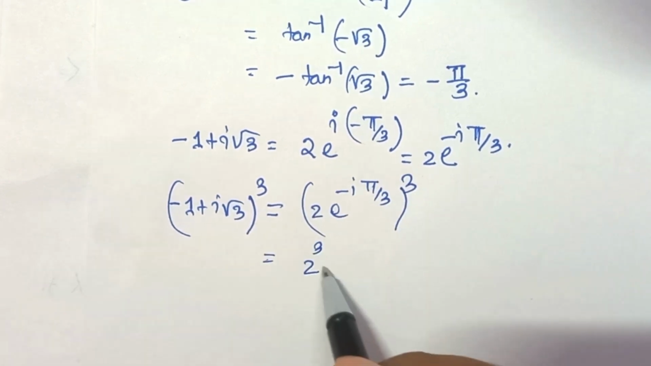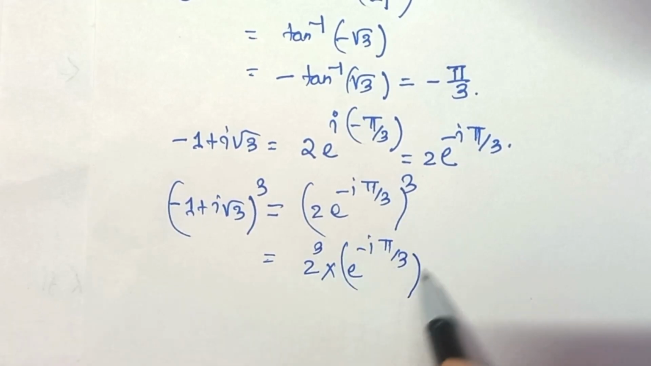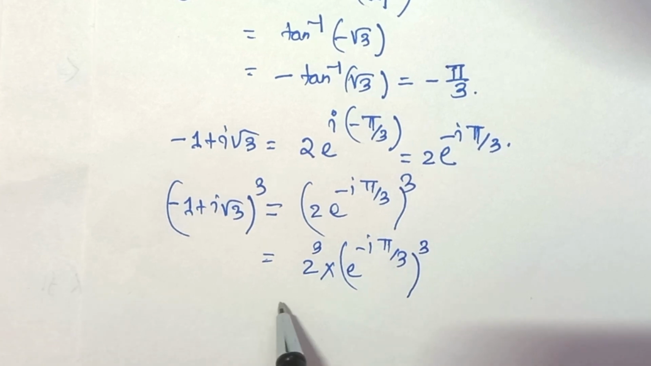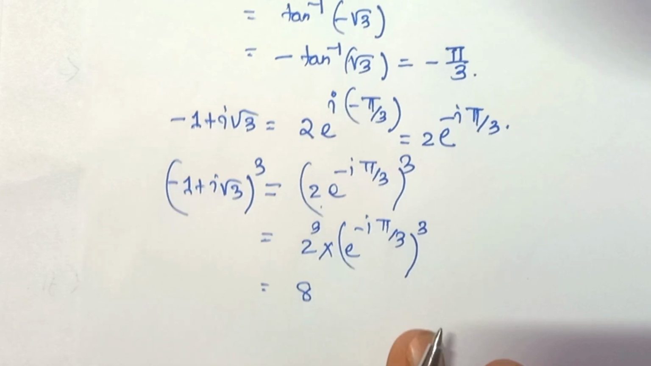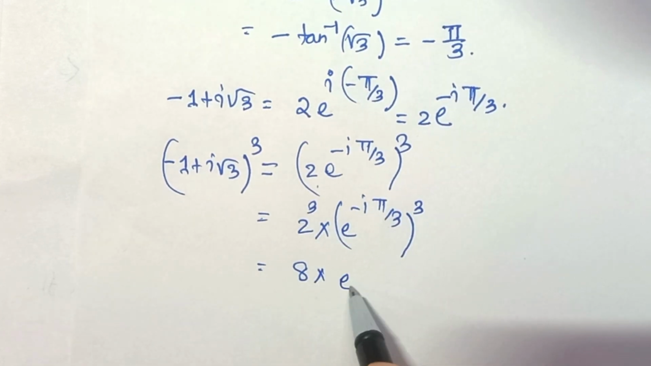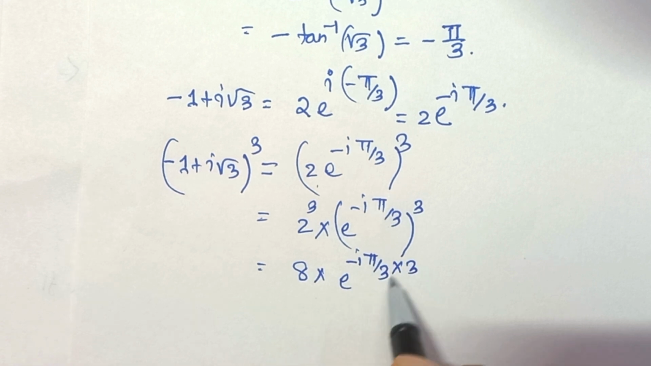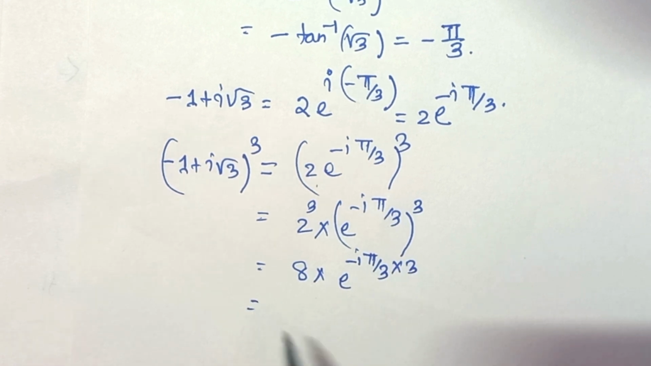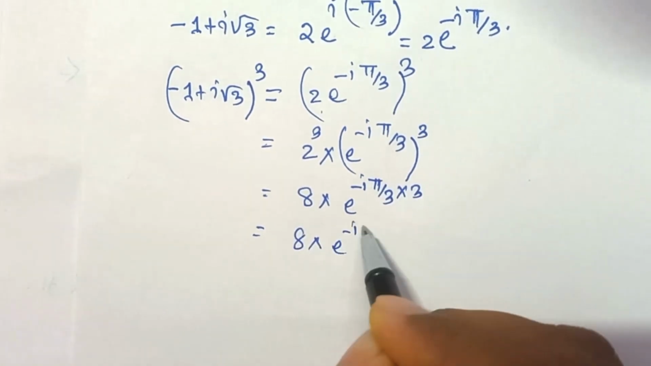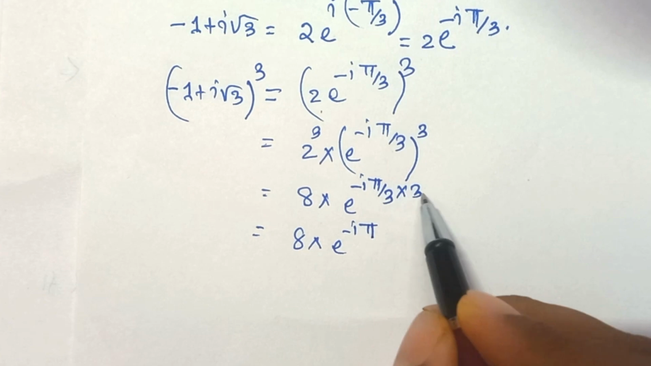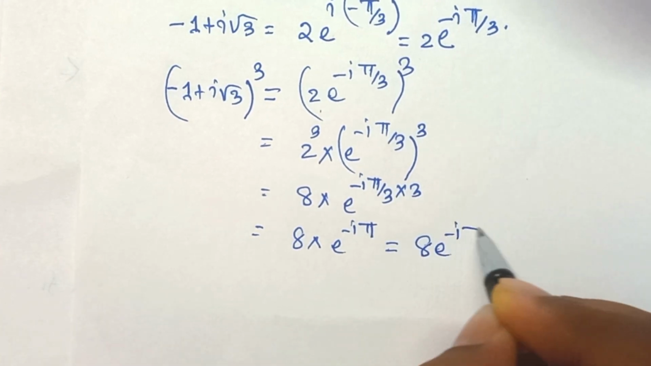This is equal to 2 to the power 3 times e to the power minus i pi divided by 3, whole to the power 3. So it is equal to 8, 2 to the power 3 is 8, into e to the power minus i pi divided by 3 times 3. So this power will get multiplied, and that is why we have 8 into e to the power minus i pi, because this 3 and that 3 will get cancelled out. So we have 8 e to the power minus i pi.